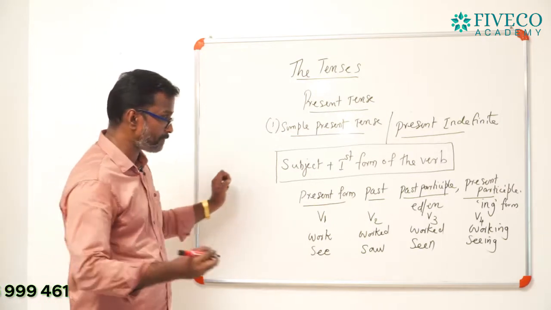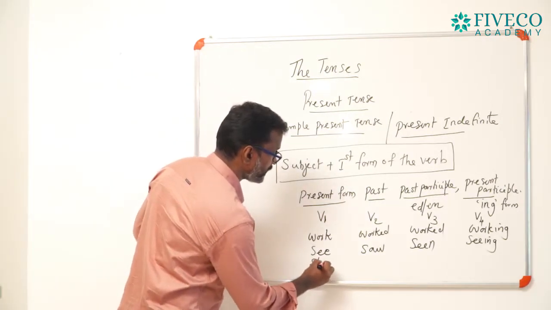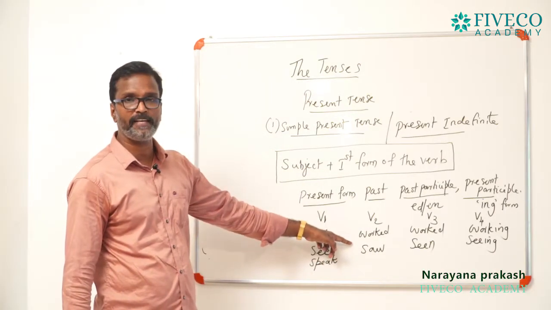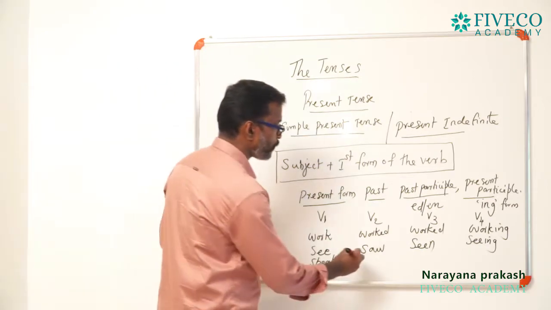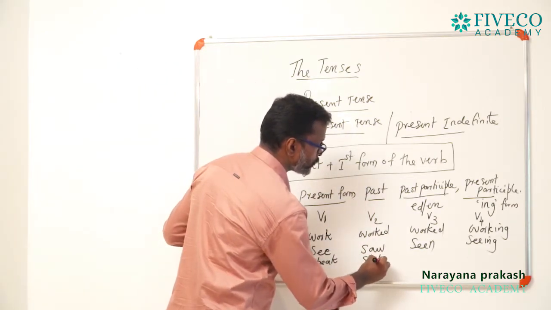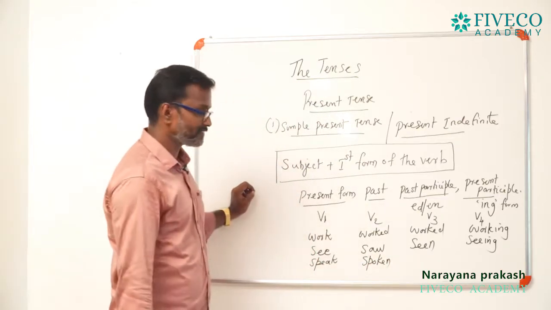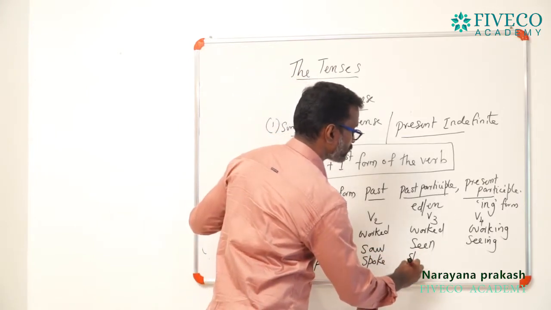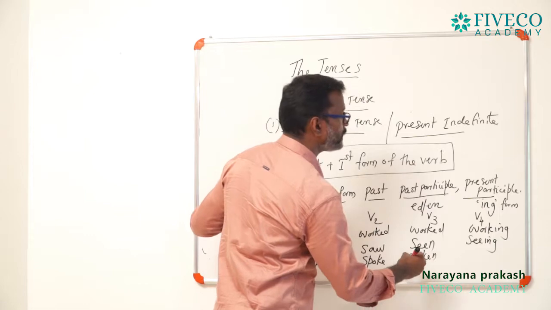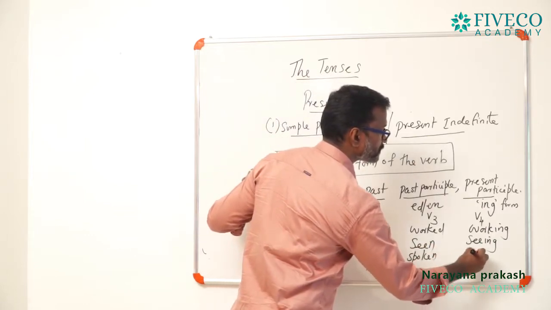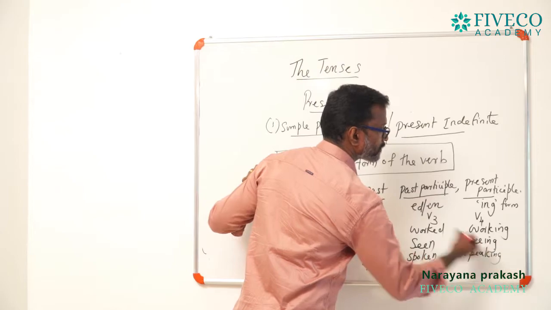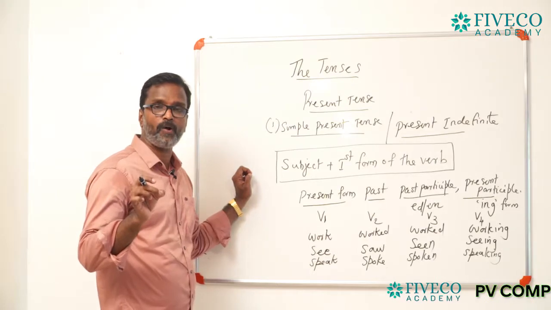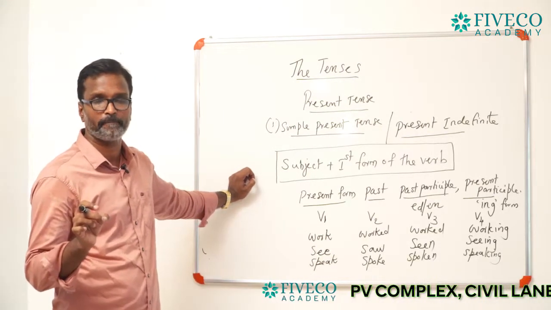Another example, speak, S-P-E-A-K. What will be the past form of speak? Spoke, S-P-O-K-E. Some students will say spoked, but it is spoke. The past participle is spoken, and the present participle is speaking. Do you understand? You should have good awareness about the four divisions of the verb.